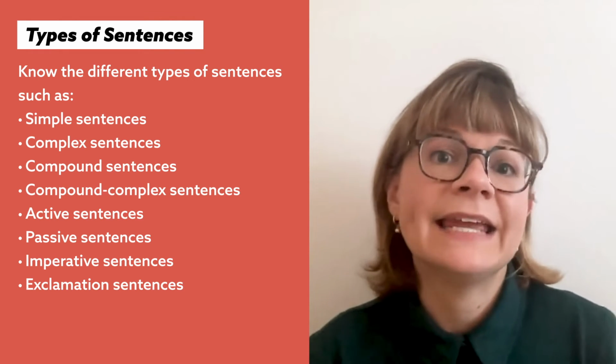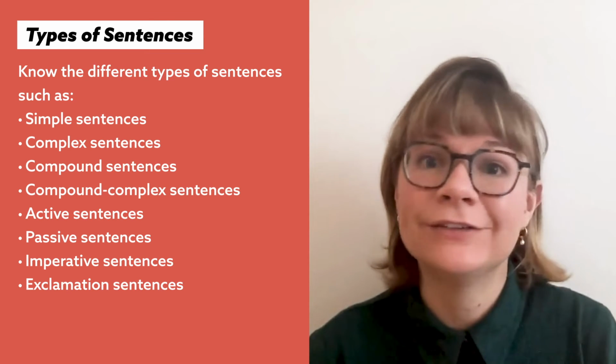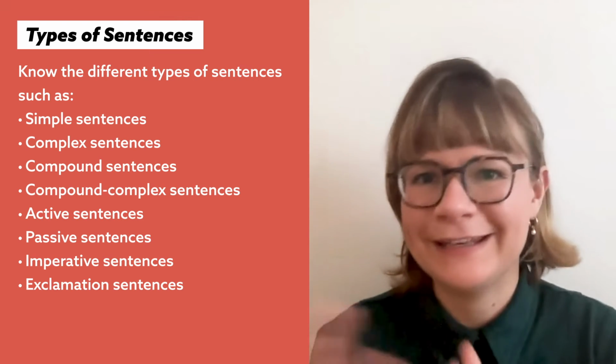A complex sentence contains a dependent clause and an independent clause. For example, because she needed toilet paper, dependent clause. She went to the store, independent clause. And those are often joined by what's called a subordinating conjunction.